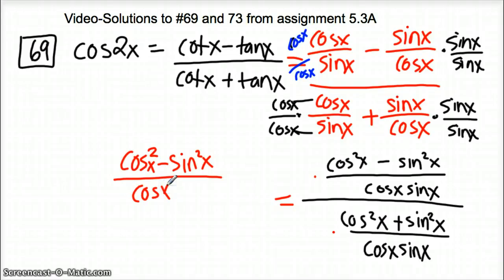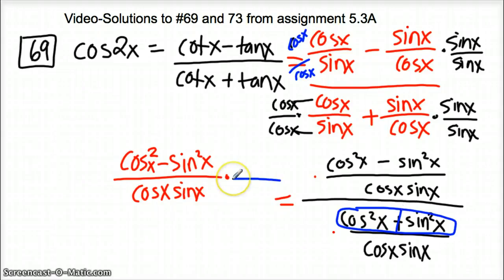Over cosine sine. But I'm going to change the denominator to multiplying by the reciprocal. But I noticed something that I can simplify real quick. I don't like all that. I can change that to a 1 by Pythagorean identity. So I'm going to flip that fraction, make it a 1 for the new denominator, and cosine x sine x. So I'm changing this fraction to multiplying by the reciprocal.